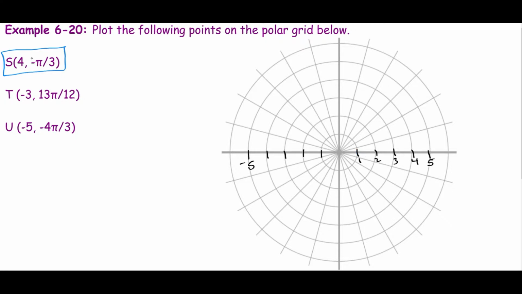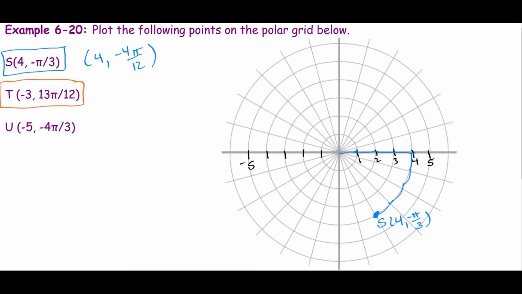Okay, so we're going to plot for negative pi over 3. So again, I'm going to rewrite this for negative 4 pi over 12, multiplying both by 4 so I can get 12 in the denominator. So I'm going to come out 4 units, 1, 2, 3, 4. Then I'm rotating in the negative direction, so I'm going to go clockwise. I'm going to go 4 this way, and here I get point S, which is 4, negative pi over 3. Next, we're going to do point T.